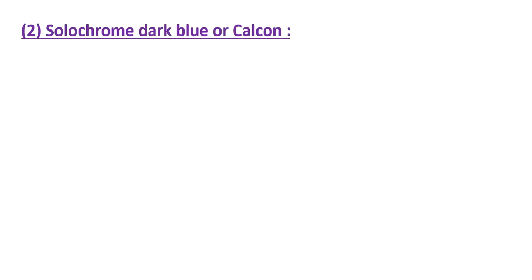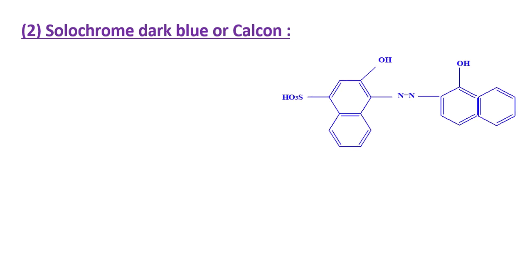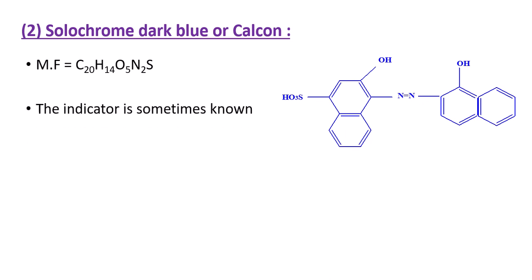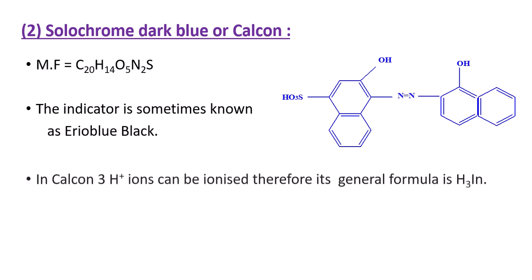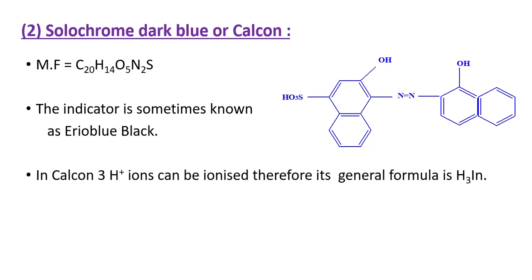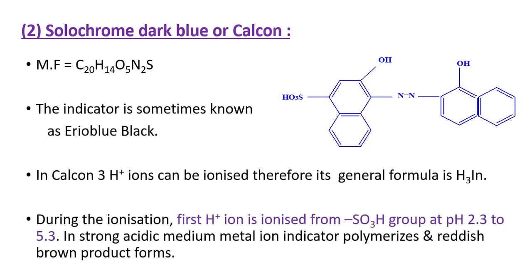Next indicator is Solochrome Dark Blue. Generally we know it as Calcon. So the structure of Calcon is given. Molecular formula is C20H14O5N2S. Here also we can see that there are 3 replaceable hydrogen atoms. So its general formula is H3In because 3 H+ can be ionized.